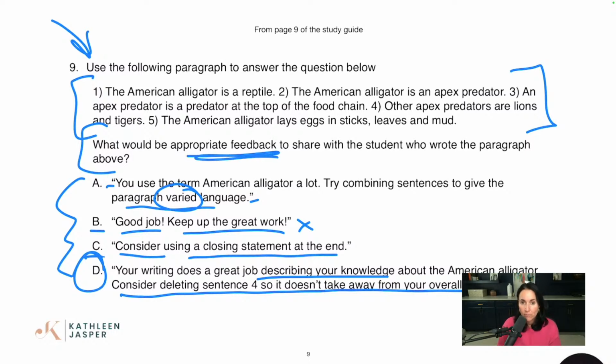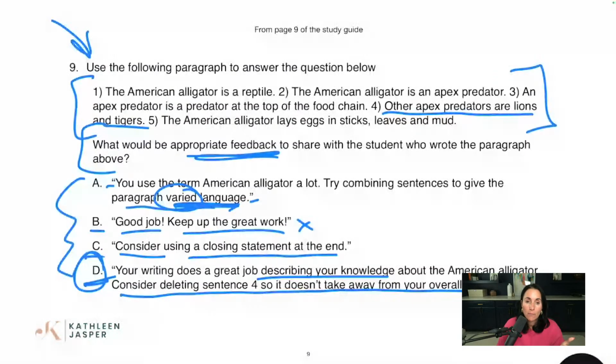I would read it just to make sure. I would definitely read this. The other apex predators are lions and tigers, but this whole thing is about alligators. So D, the suggestion there is good. Now, varied language is a good word on this part of the test because we want to teach students how to use different types of words.